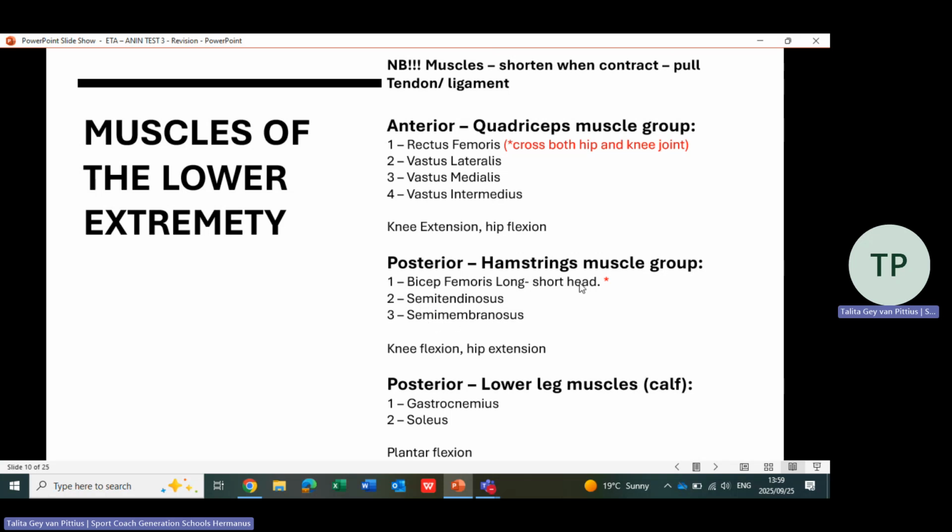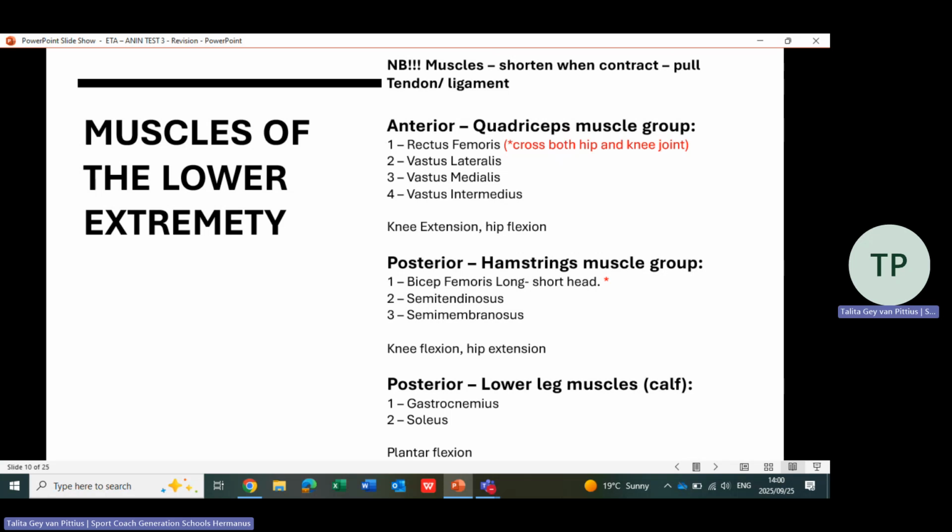And then you need to know which one of this group and which one of this group are the only ones that cross the hip and the knee joint. All right, so the rectus femoris and the biceps femoris muscles of these groups are the only ones that cross 2 joints, the hip and the knee joint. So then this means that these 2 muscles are the only 2 that are responsible for both knee and hip movement.